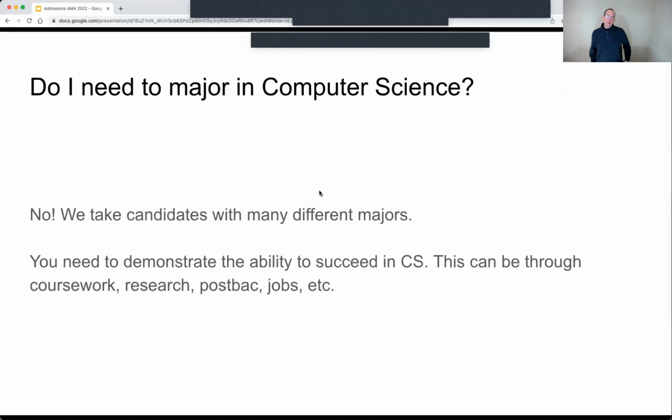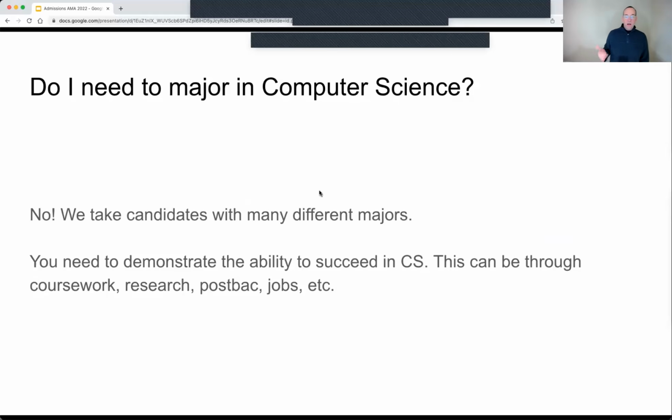Do I need to major in computer science? Nope. We take candidates with many different majors. Sometimes it's related majors like math, cognitive science, linguistics, psychology. Sometimes it's things like English. So we really do take people from all different backgrounds. We care about whether or not you're going to succeed in computer science.